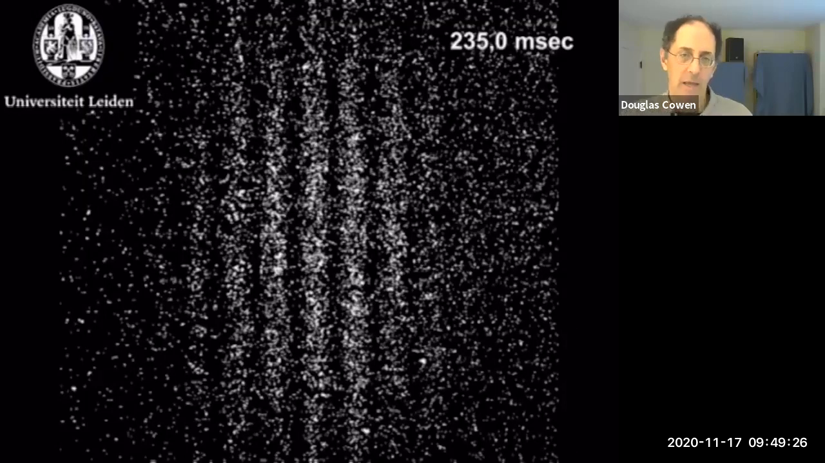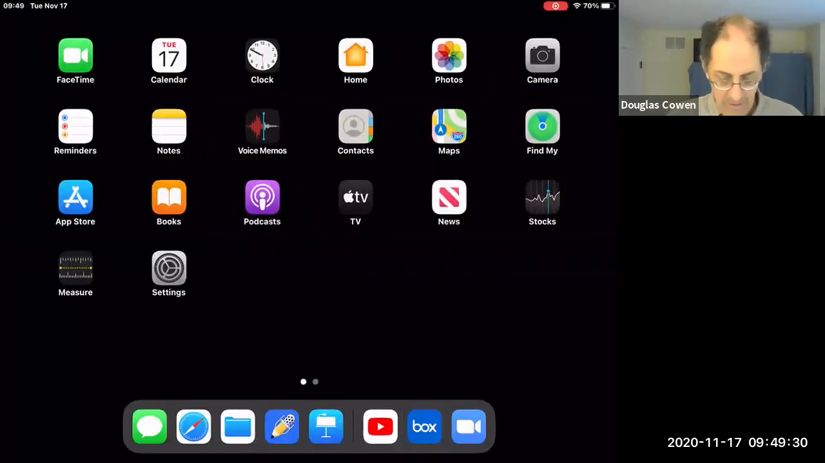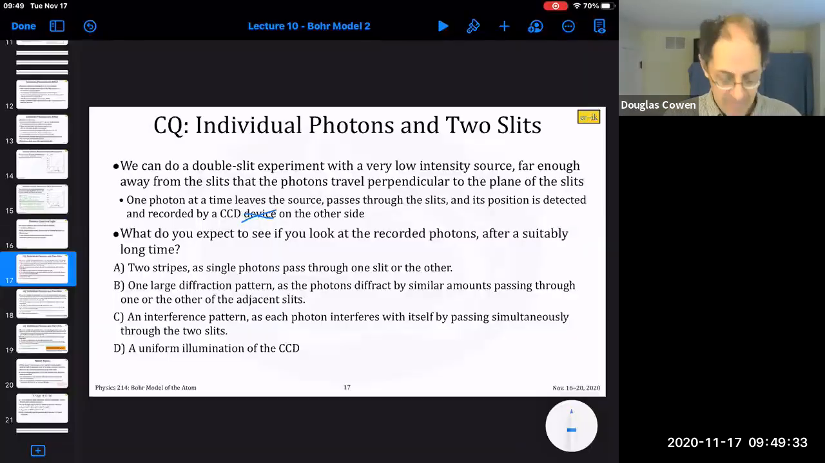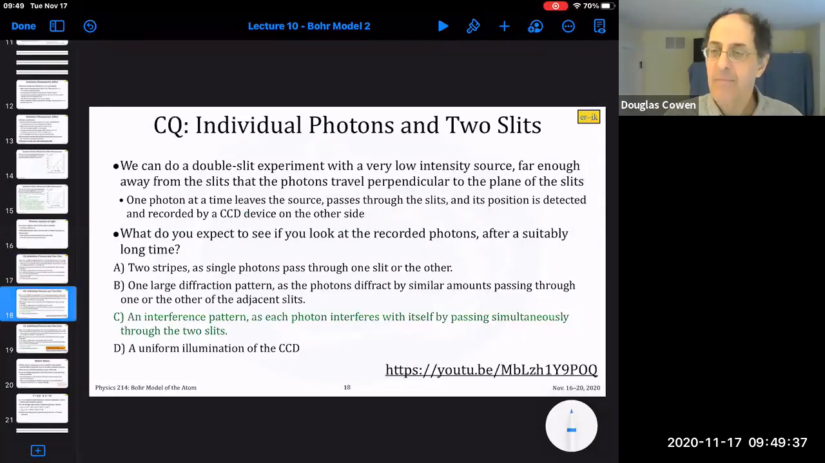So what does that pattern look like? Anybody? Throw it up in the chat. Looks like an interference pattern, that's right. And so the correct answer for this concept question is you'll see an interference pattern. But look at the second part of that answer. What we're seeing is each photon interfering with itself as it passes simultaneously through the two slits.